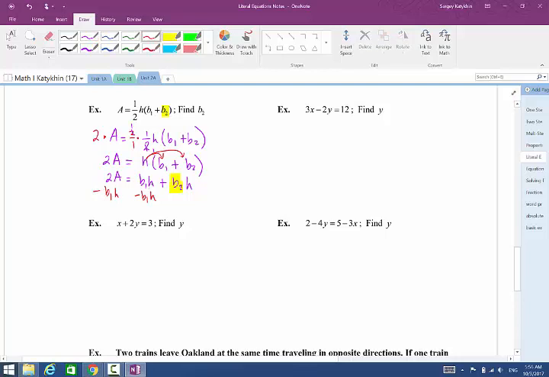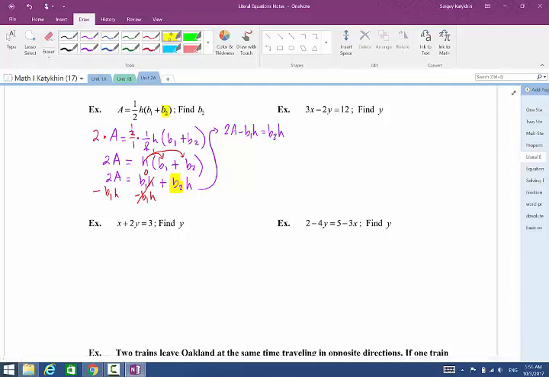b sub 1 times h minus b sub 1 times h gives you 0. And go ahead up here, finish that up. I'll get 2a minus b sub 1 times h is equal to b sub 2 times h.